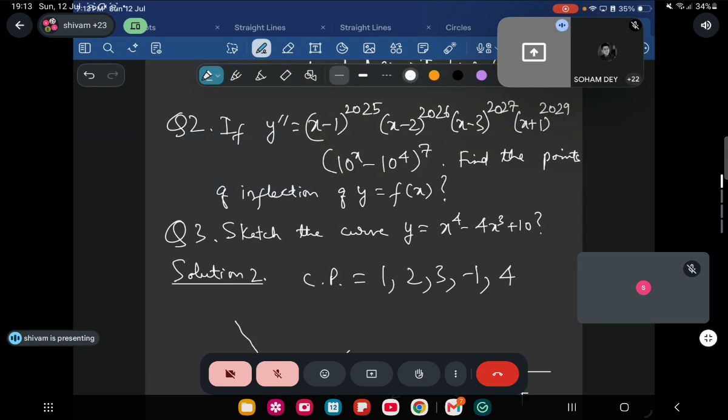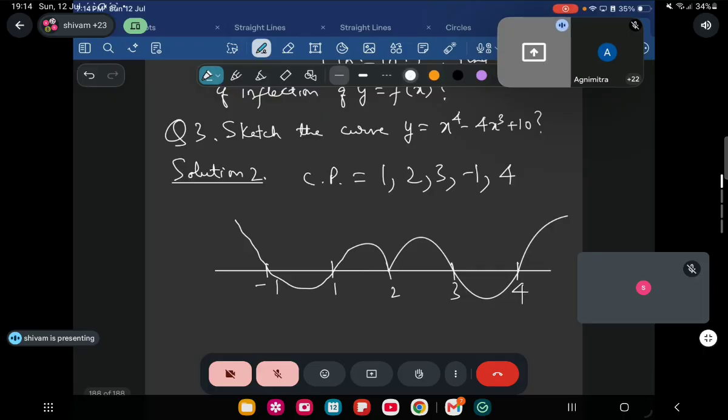Now 1 is a simple point or a double point? Simple point. 2 is simple or double? Tell me, everyone. 2 is double. 3 is simple or double? 4 is simple or double? This is how the wavy curve will look like, right? So see, f double dash x changes its sign around minus 1, 1, 3 and 4. So these are the points of inflection. Done.